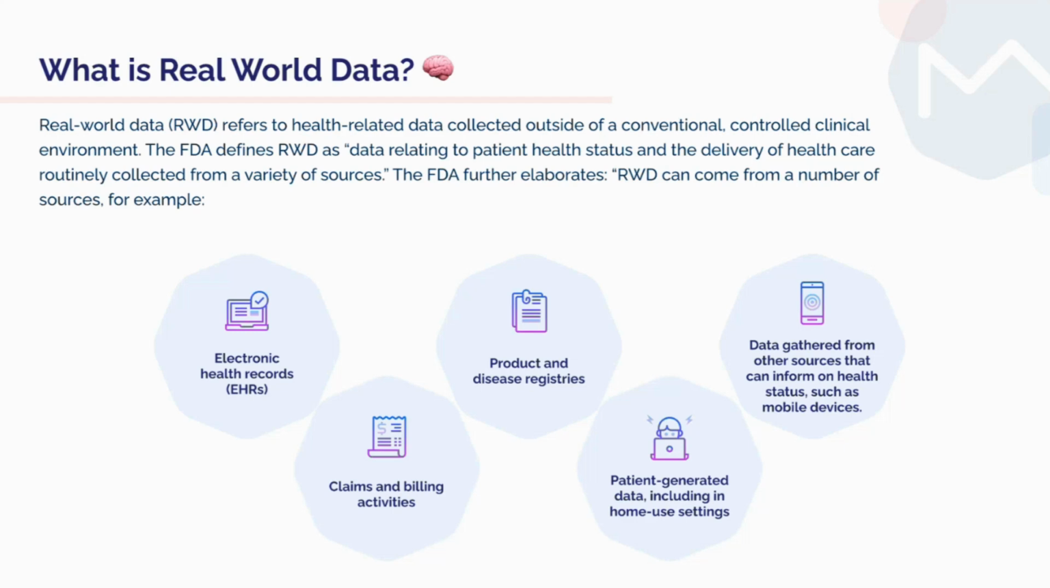For example, we're looking at electronic health records, usually housed within hospitals and clinical centres, claims and billing activities as well, product and disease registries, also patient-generated data, for example patient-reported outcomes, and then data gathered from hardware and software platforms such as mobile devices. Here we'll usually be talking about mobile apps that can collect data on ePRO, medication adherence, a personalized diary, and data required for any given study.